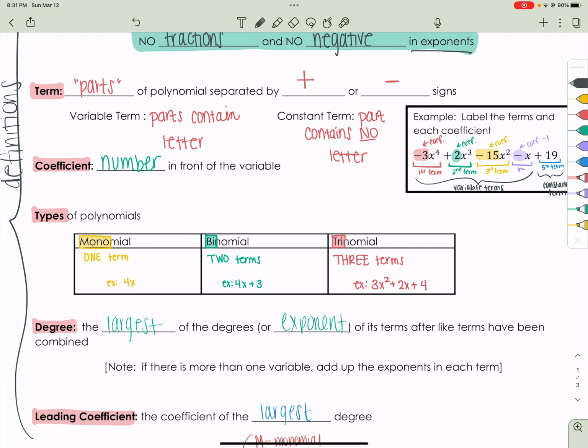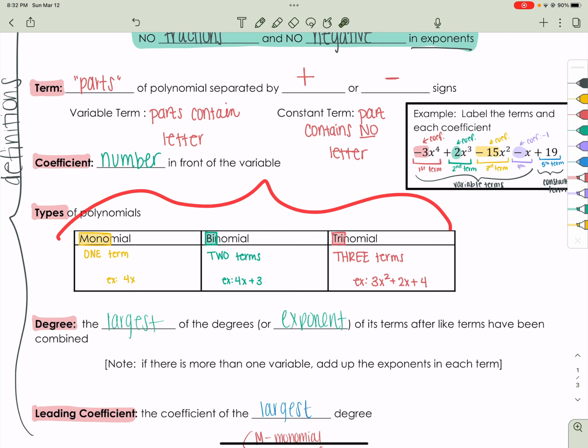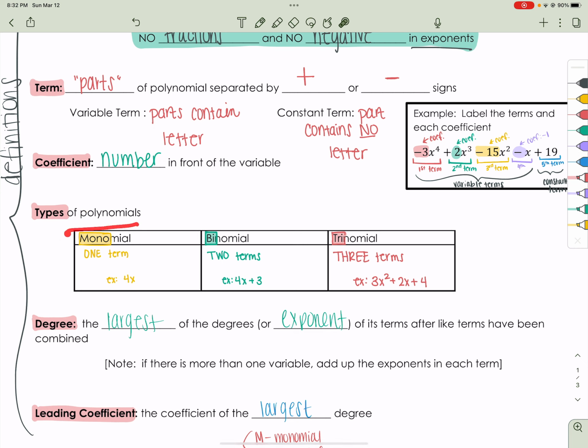And then the other thing we're going to do in this section is classify polynomials based on either their number of terms or their degree. For the number of terms, we have a special name for three of them. If it has just 1 term, we call that a monomial. If it has 2 terms, we call that a binomial. And if it has 3 terms, we call that a trinomial. You can see here I've got an example with 1, 2, 3 terms, and so we would classify that as a trinomial.